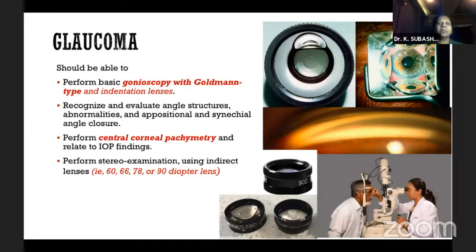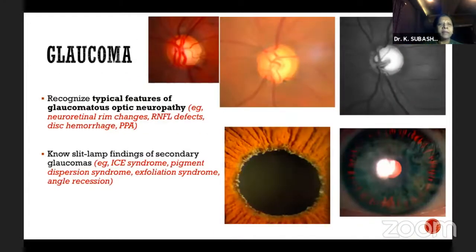Besides this, they should be able to do basic gonioscopy with Goldmann and indentation lenses, recognize and evaluate angle structures, abnormalities, and appositional and synechial angle closure, perform central corneal pachymetry and relate it to the IOP findings, and perform a stereoscopic examination, especially with the 90 diopter lens.